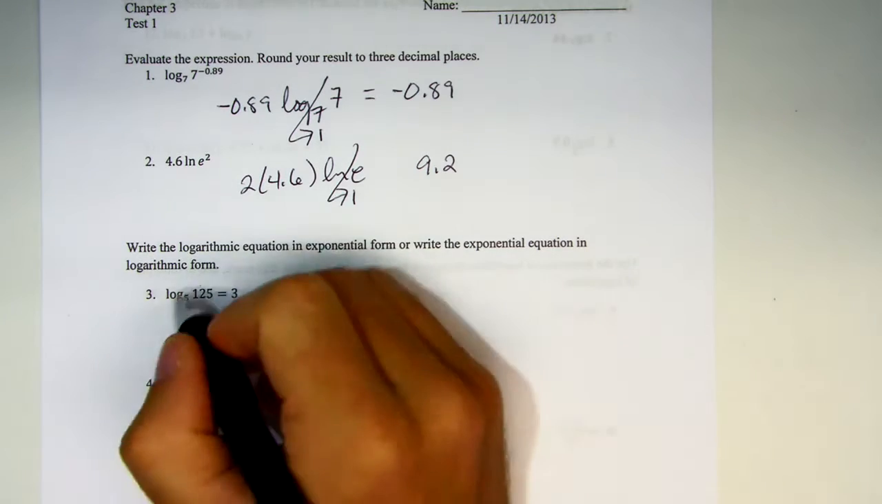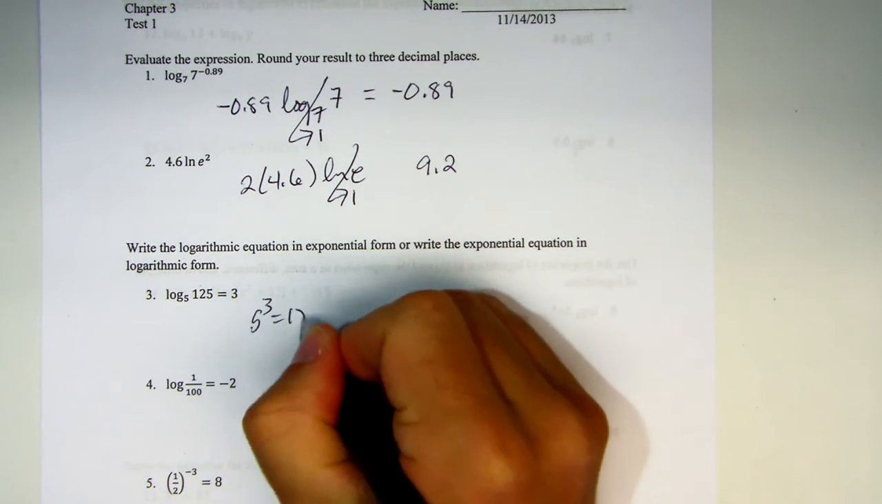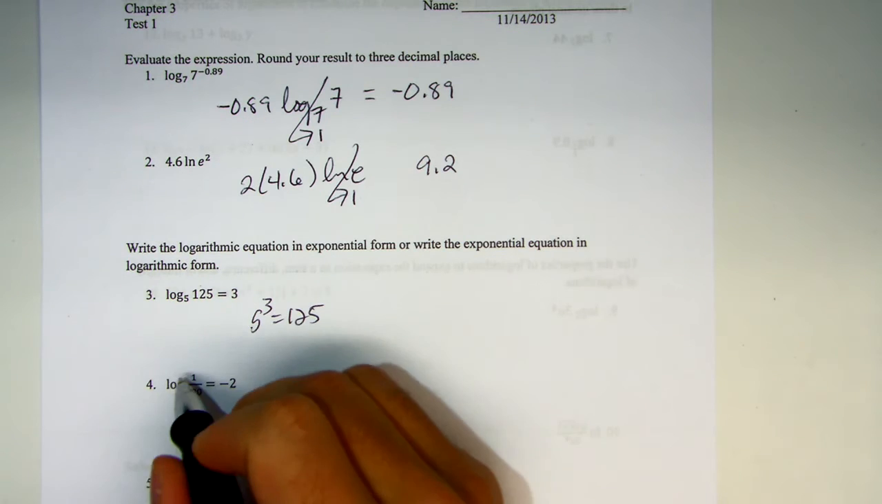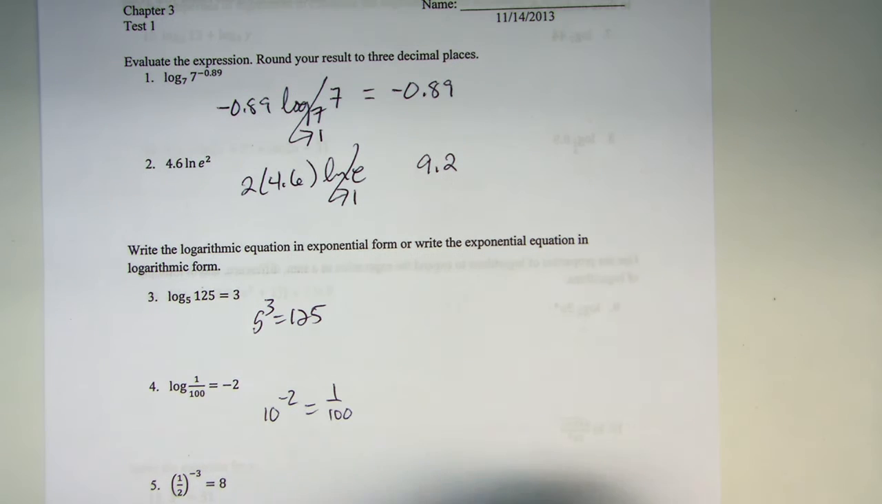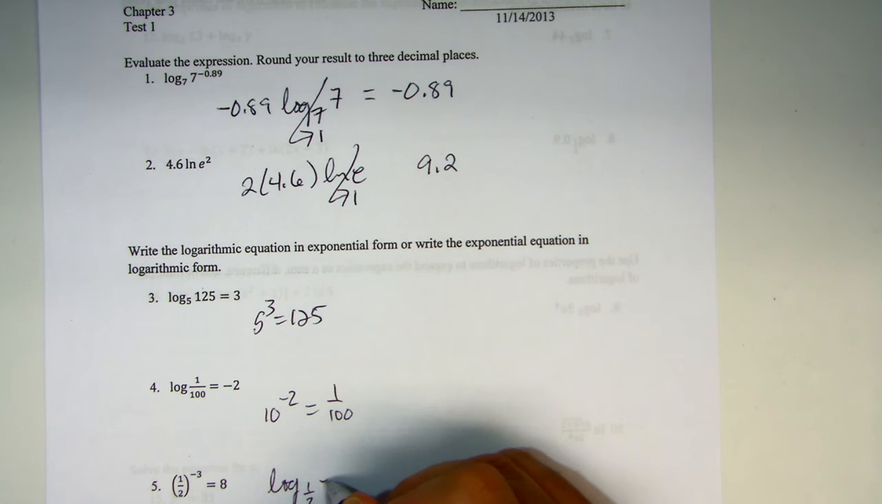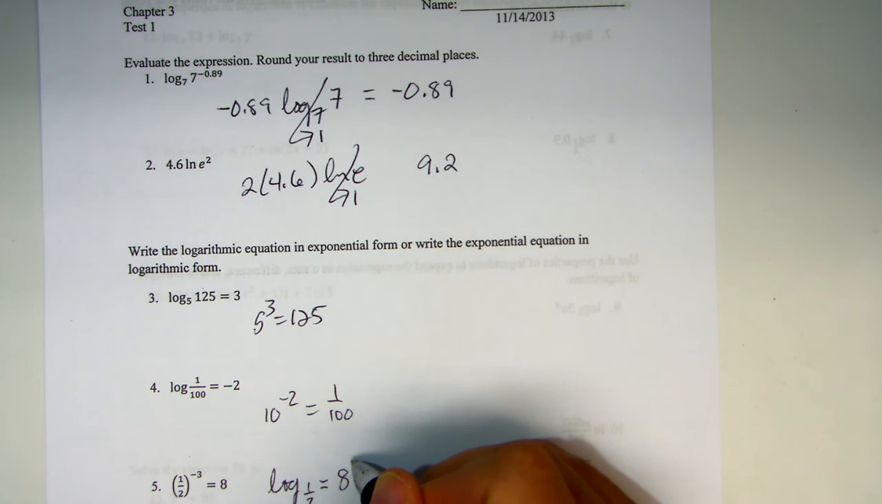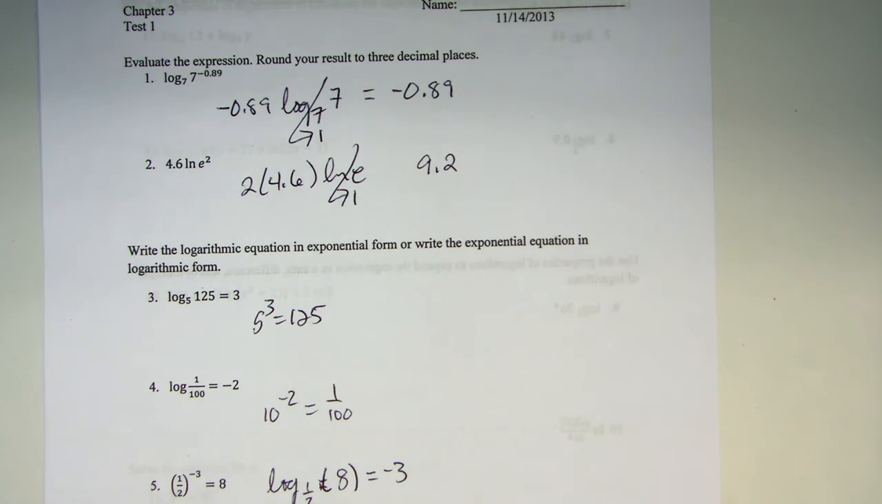Okay. And then this one here, we want to change from logarithm to exponential. So this is 5 to the third equals 125. This is 10 to the negative 2 equals 1 over 100. This one is log base 1/2 of 8 equals negative 3. And so then, did I do that right? Yeah. Okay.